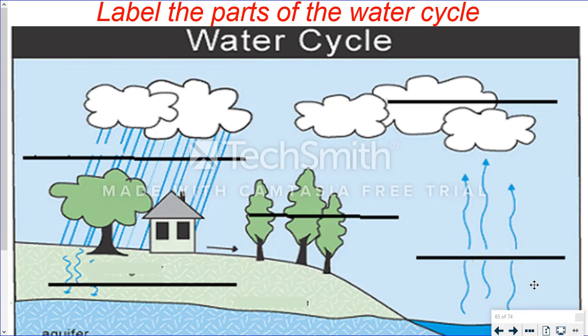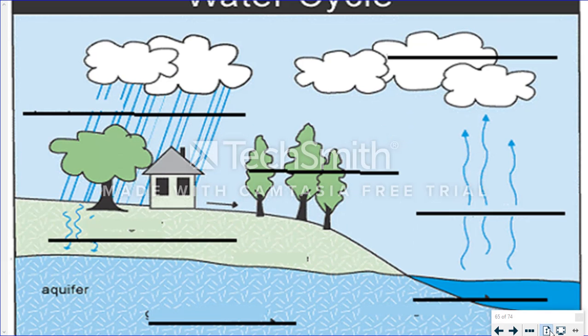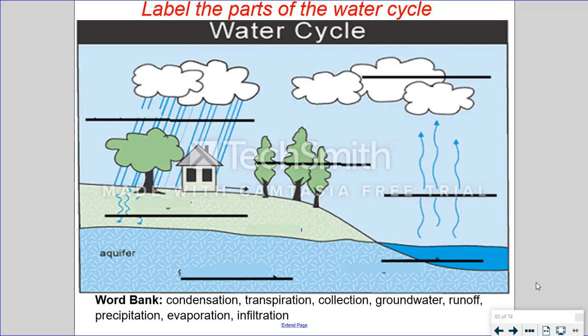Now we're going to look at the water cycle. If you look at this graphic, you should remember the process of the water cycle. Here's a word bank at the bottom of the page. I want to stop the tape now and allow you some time to fill in these blanks. See if you and a neighbor can work on putting the correct words in the correct spot. Stop the tape now.